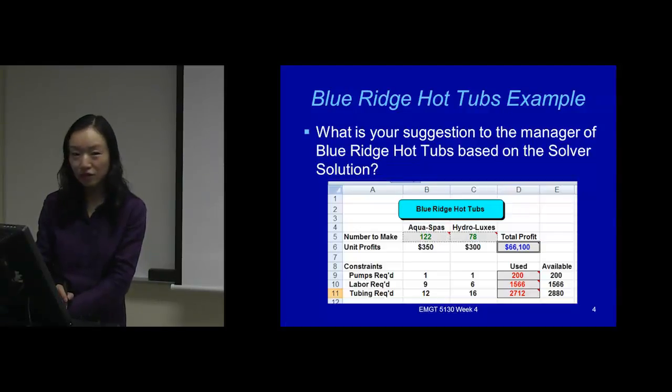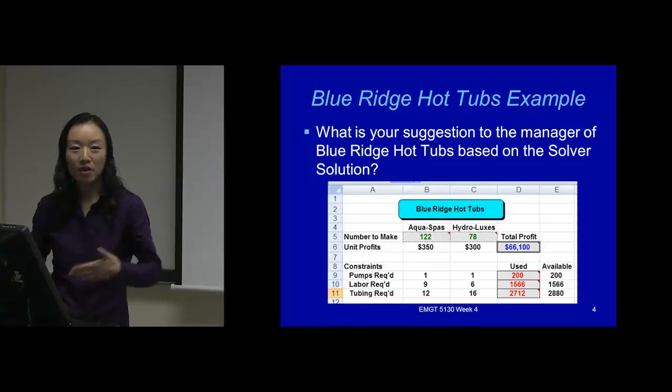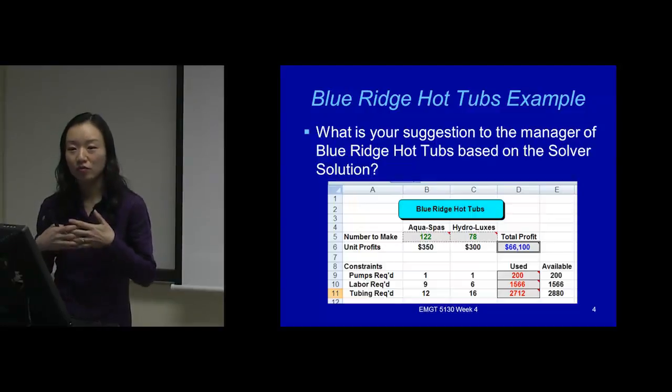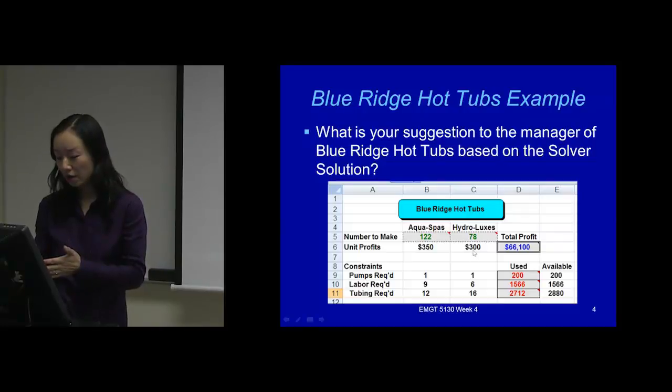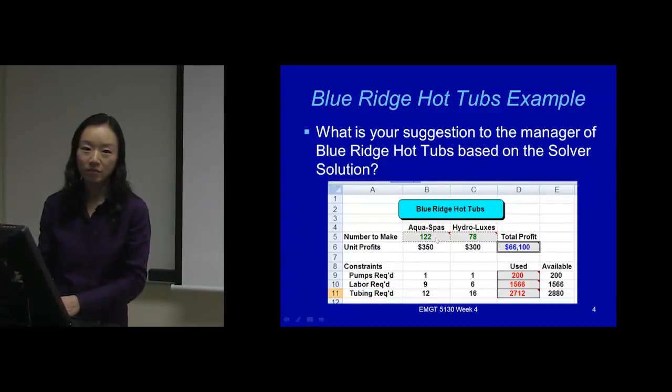Okay, and what do you do? Do you solve it again when the question comes, or can you prepare a comprehensive report giving all those different scenarios to the manager? Say, okay, here are the ranges. Say for the Hydro-Lux, as long as your profit is between 250 to 350, you're going to make this many Aqua-Spas and Hydro-Luxes. The number won't change.